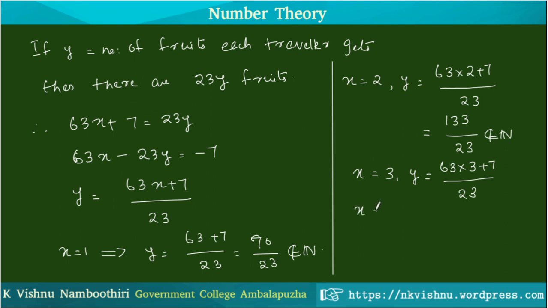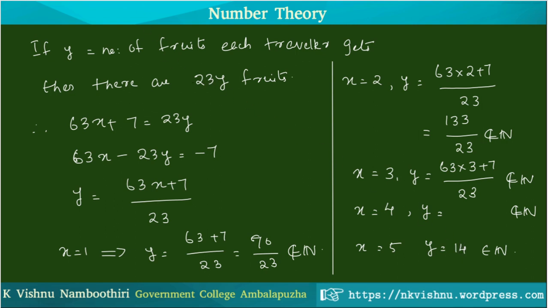You keep trying with x equal to 4. I forgot what the value was. Just try to find it. Now for x equal to 5, we are getting y to be equal to a rational number, which is also not in the natural number set. This is also not in the natural number set. But this is equal to 14, and this is in the natural number set, and therefore the number of fruits in each heap is going to be equal to 5, and to each traveler we are distributing 14 fruits.